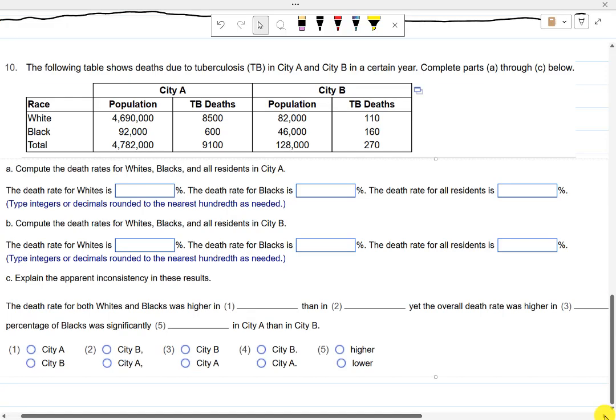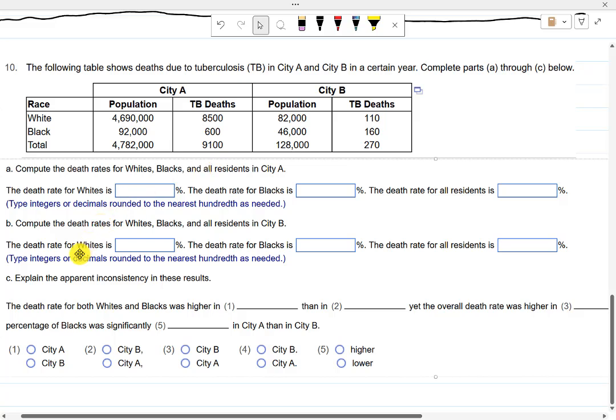Here we have a table of deaths due to tuberculosis. Two different cities are presented, and they're broken down according to white and black deaths. In these, they're going to be giving you some tasks to do, like figuring out some numbers. So let's take a look at part A. It says the death rate for whites is, and we're talking about in city A.